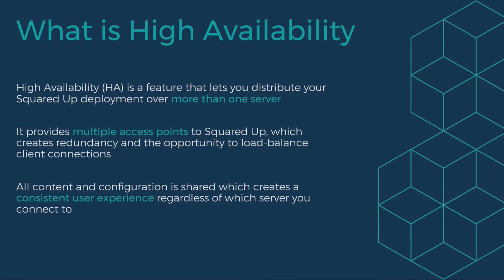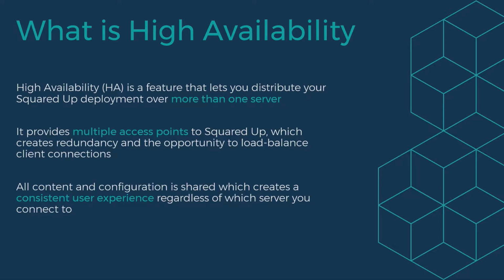Yeah, so fundamentally it does the same thing. You would use HA if you wanted to distribute Squared Up over a number of servers. This gives you multiple access points, so users on server 1, users on server 2, maybe one in your primary site, one in a DR site, that kind of thing. It also gives you the opportunity to load balance those connections. So if you do have a large license and a lot of users, you can split that load across multiple servers. All the content configuration is shared, so you're not managing multiple instances. It's still just one Squared Up, but any changes you make on one server appear on all the others.